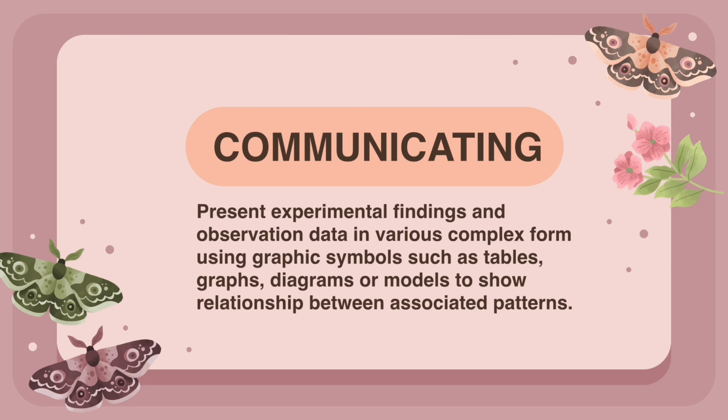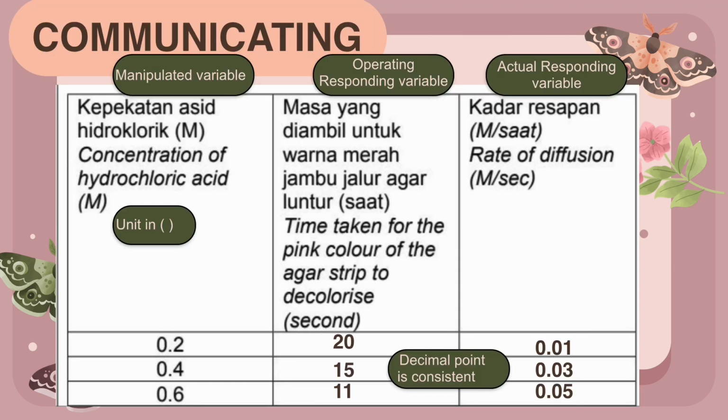Next is communicating. In communicating, you are able to present the experimental findings and observation data in various complex forms using graphic symbols such as tables, graphs, diagrams, or models to show relationship between associated patterns. This is an example of communicating using a table.